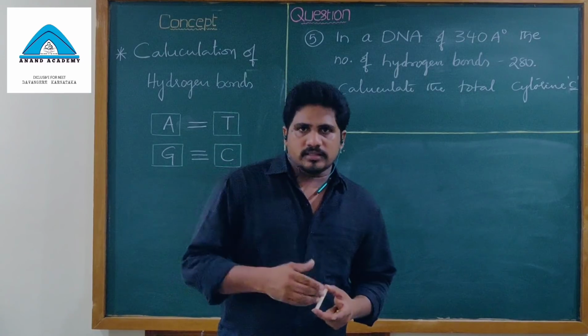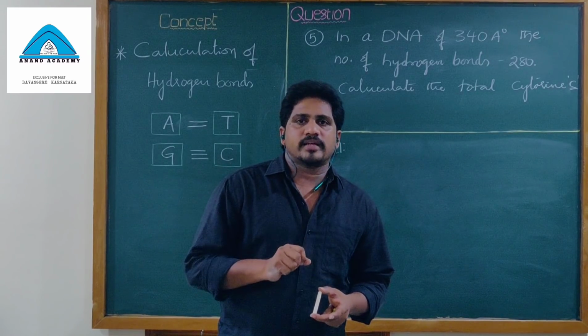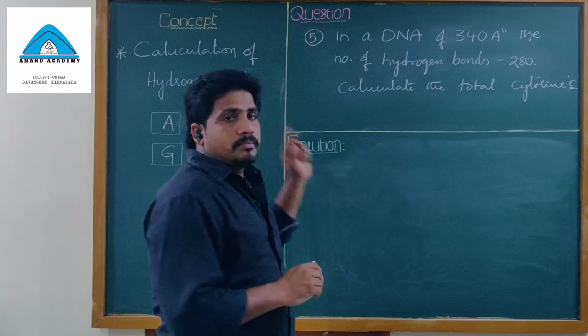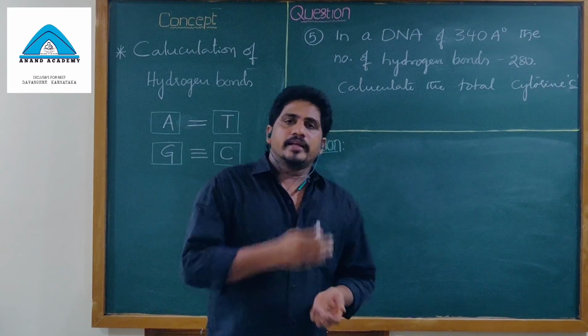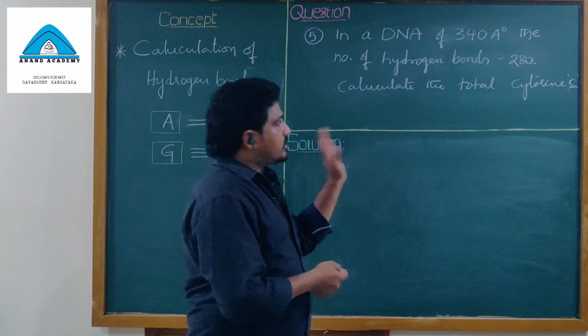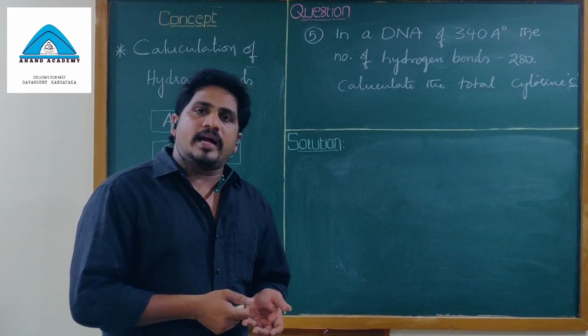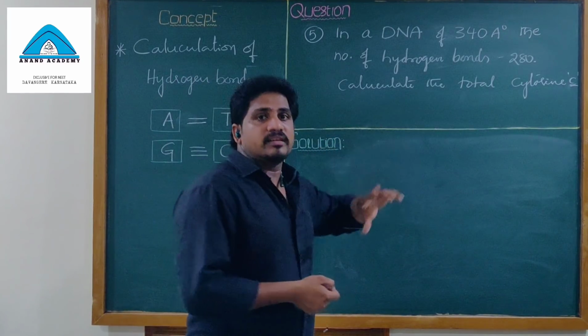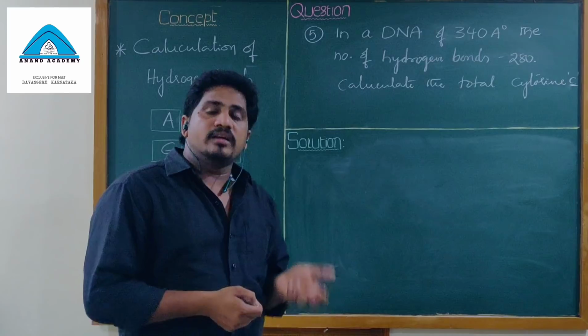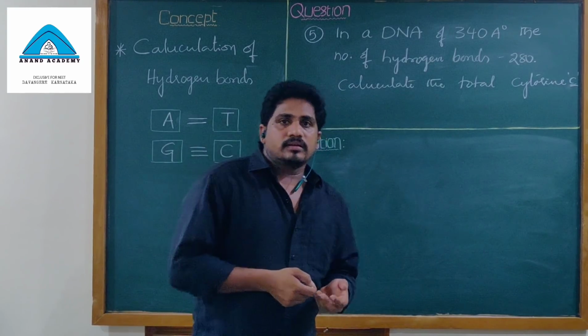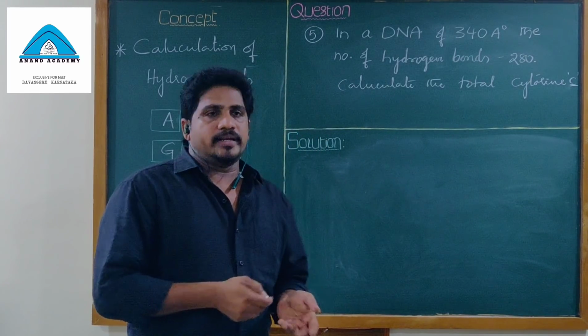Let us do another sum. This also belongs to the calculation of hydrogen bonds, but here the data is different. In the previous question we saw the length of DNA and calculated the hydrogen bonds. But in this question the hydrogen bonds are already mentioned and they are asking about finding one of the nucleotides.